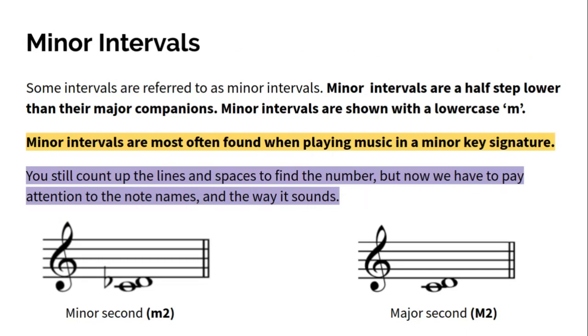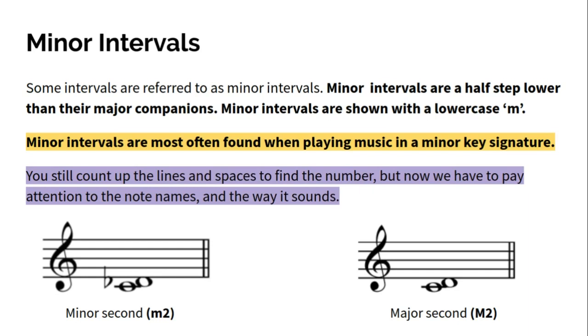So, most of the intervals we're going to look at today are the minor intervals. Minor intervals are a half step lower than their major companions. Minor intervals are shown with the lowercase m. So rather than putting a capital M next to whatever number the interval is, we're going to use a lowercase m if it's a minor interval. Minor intervals are often found when playing music in a minor key signature.